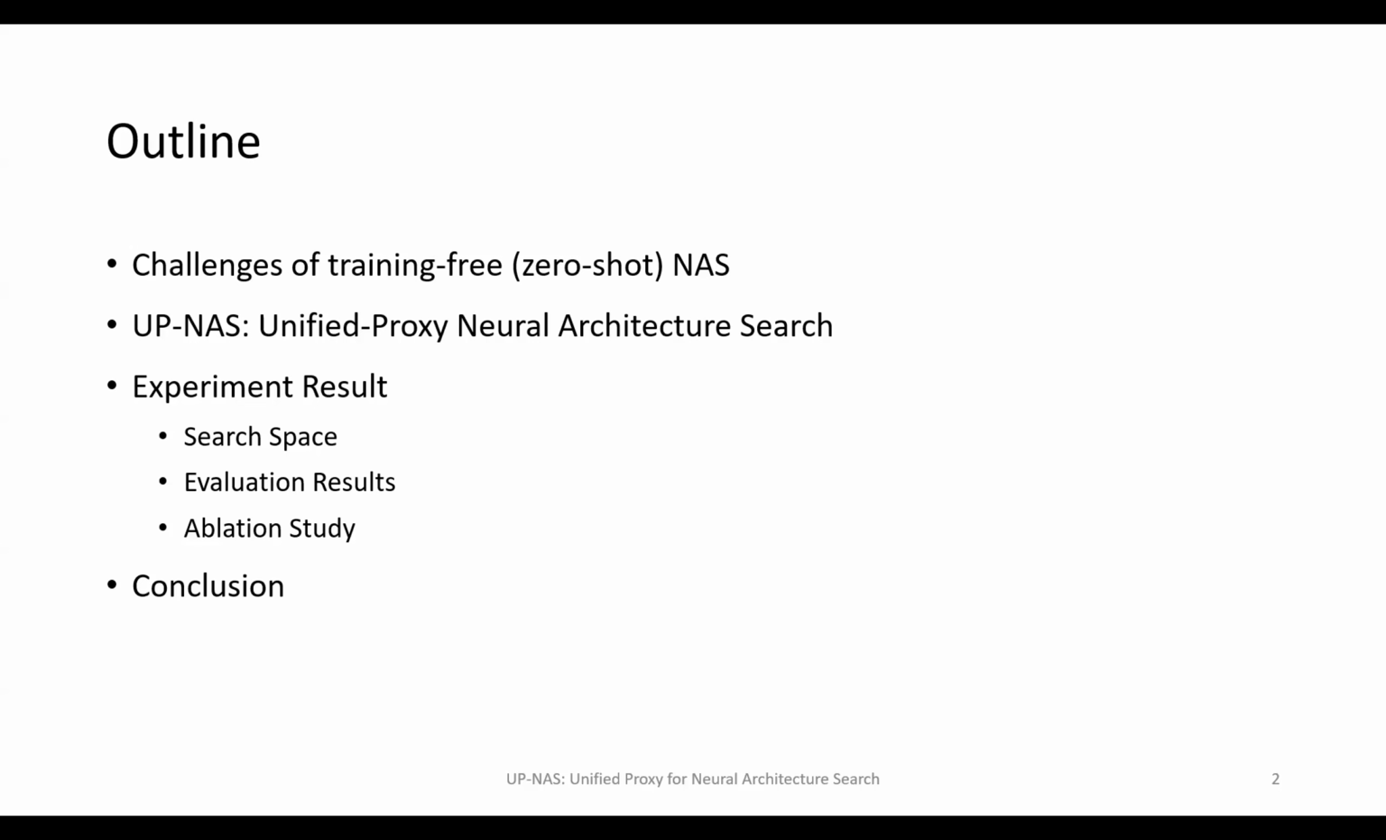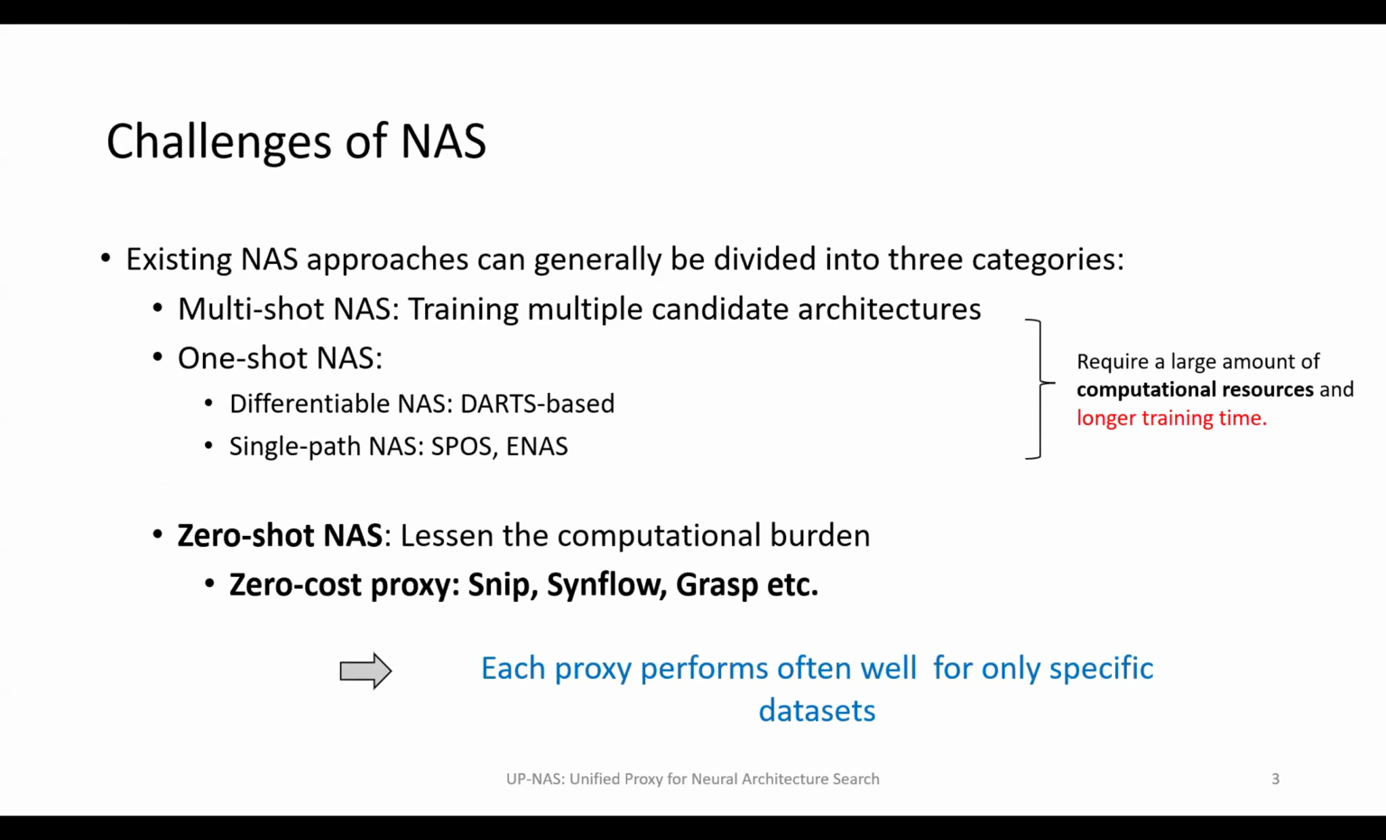Okay. So existing NAS approaches can generally be divided into 3 categories: multi-shot, one-shot, and zero-shot. However, multi-shot and one-shot NAS take a longer time for training. The zero-shot approach can lessen the computational burden, but each proxy often performs well for only specific data sets.